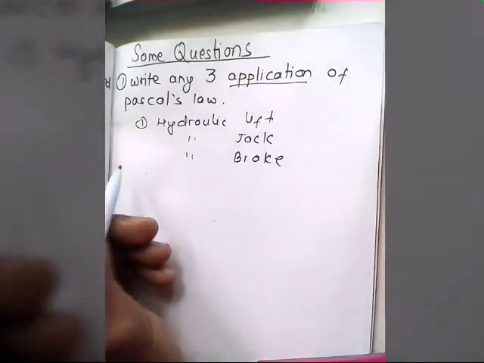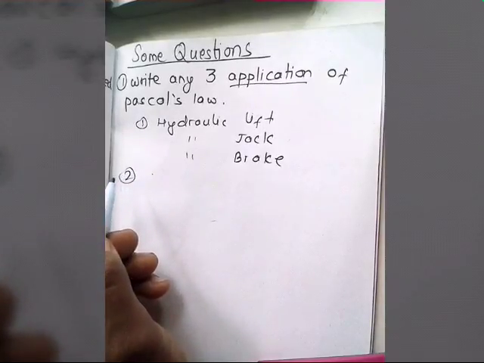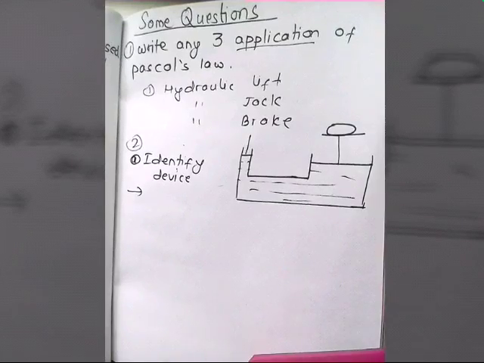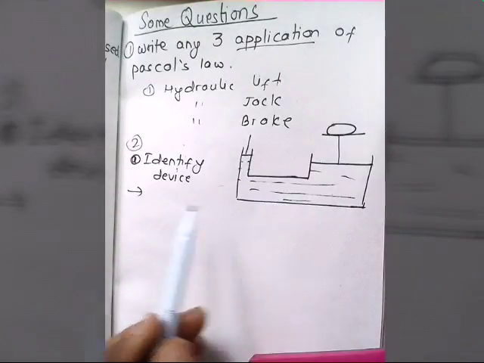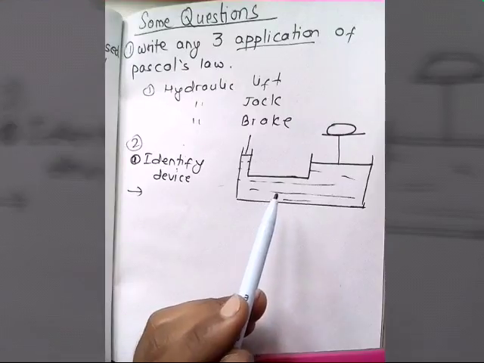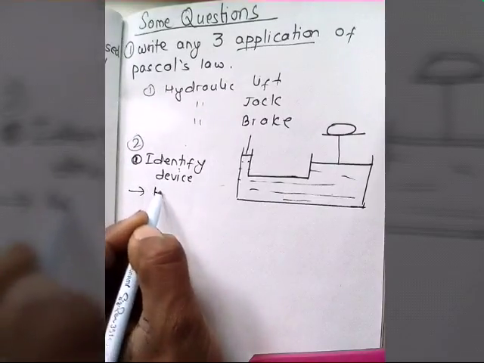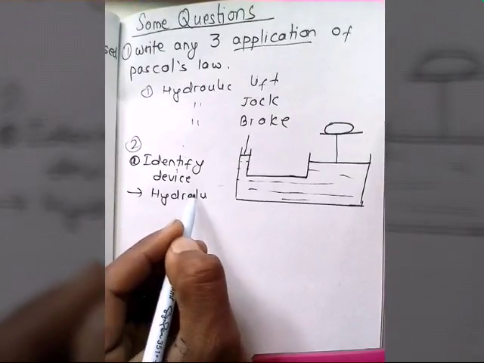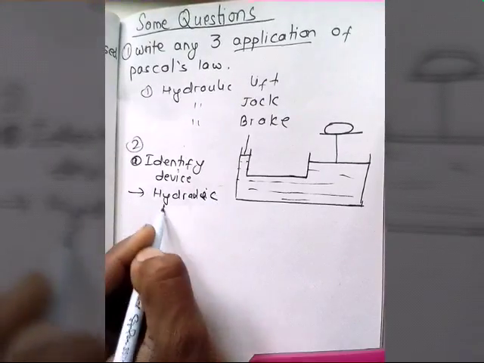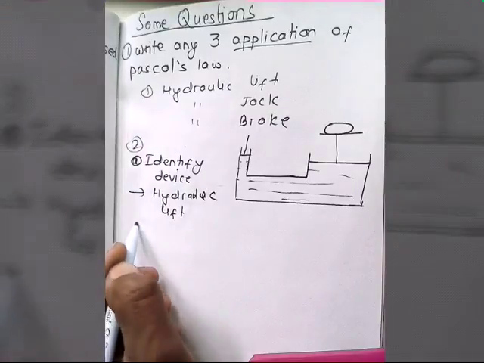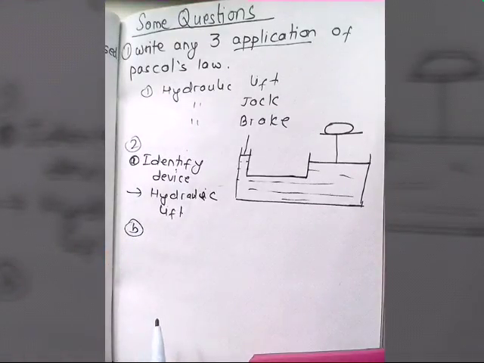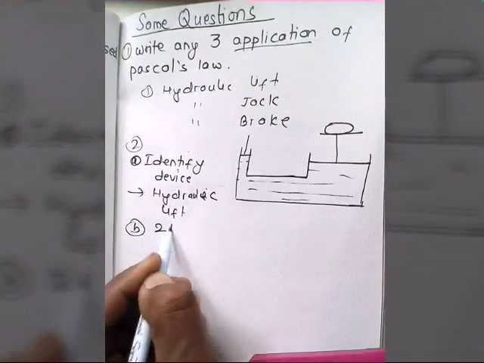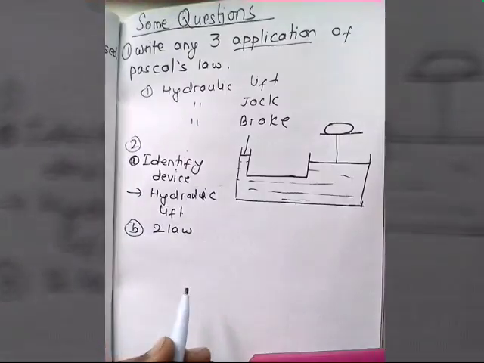So next question. We are given a diagram and asked questions associated with it. The first question can be like this: identify the given instrument. What is given over here? So this is a hydraulic lift.